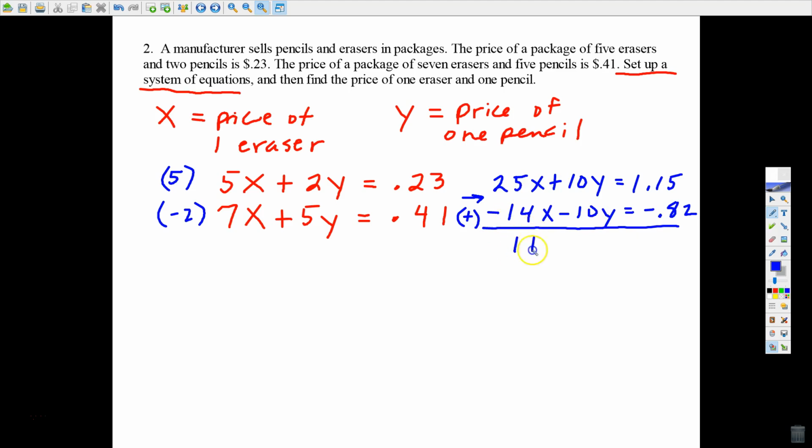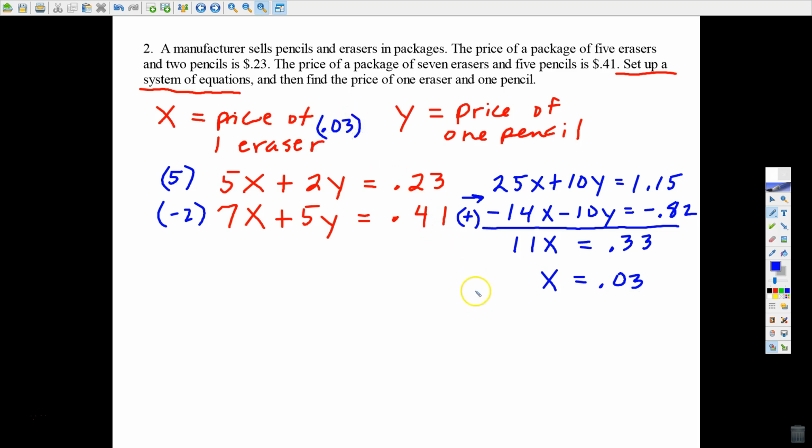So I'm going to get 11x, and then we need to subtract here. So what is that difference? 1.15 minus 0.82. Is it just 0.33? Okay, now divide by 11, and we're going to get the price of a single eraser, and that should be 3 cents, right? 0.03. So one eraser is 3 cents.